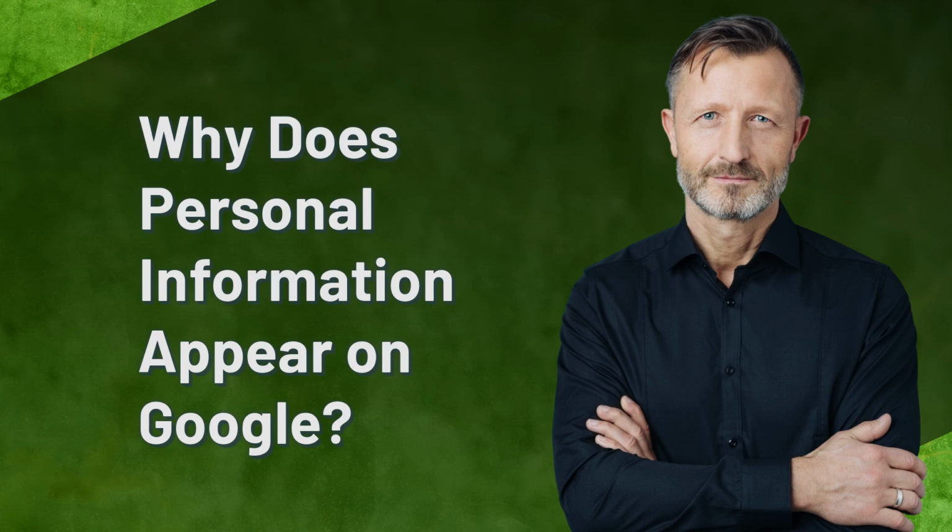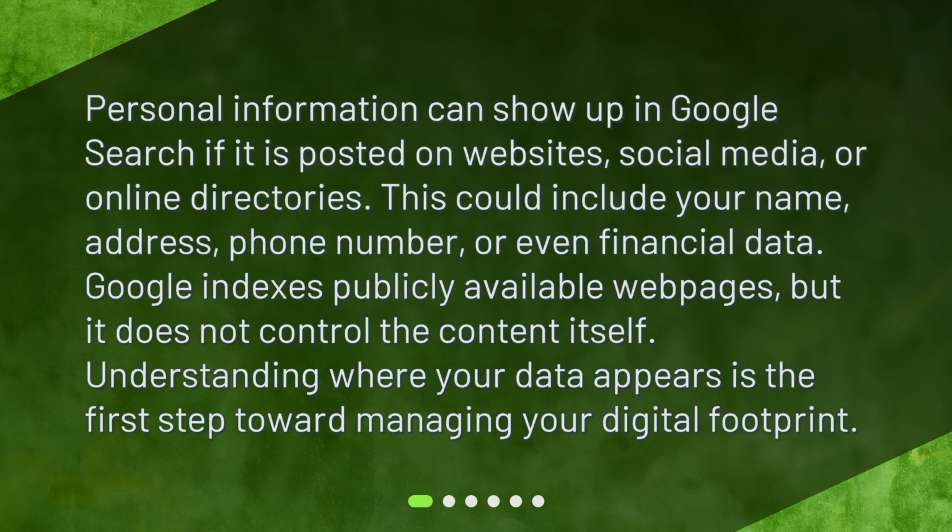Why does personal information appear on Google? Personal information can show up in Google search if it is posted on websites, social media, or online directories. This could include your name, address, phone number, or even financial data. Google indexes publicly available web pages, but it does not control the content itself. Understanding where your data appears is the first step toward managing your digital footprint.